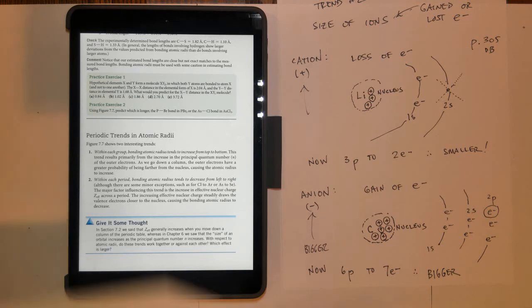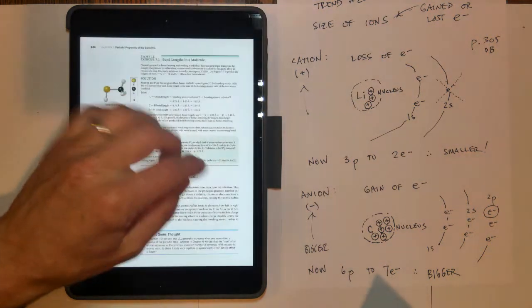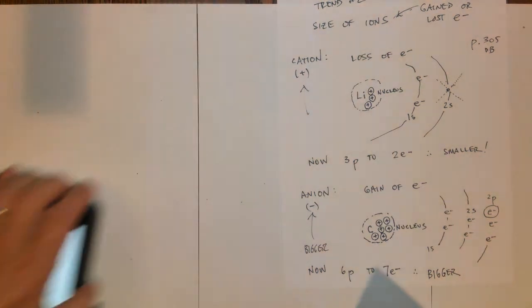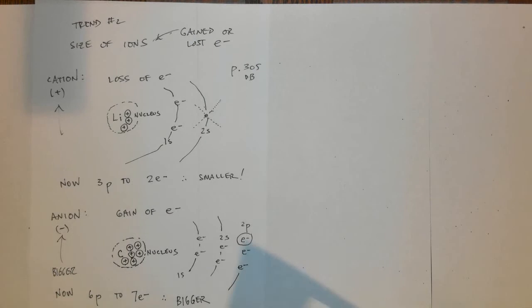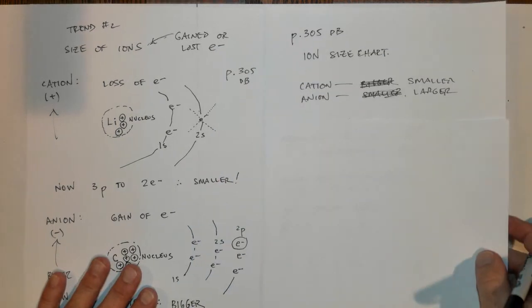So in general, cations get smaller and anions get bigger. Cations get smaller and anions get larger. Just got to make sure I've got that written down here right.